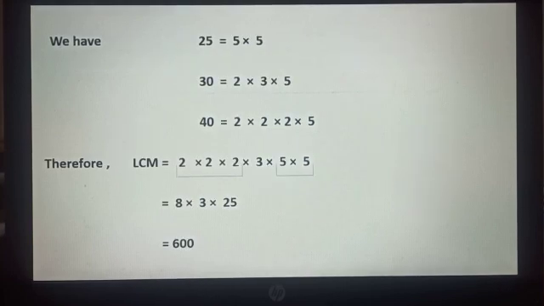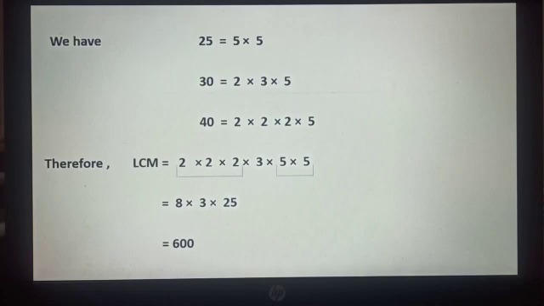Now we have prime factors of 25 is equal to 5 multiplied by 5. Prime factors of 30 is equal to 2 multiplied by 3 multiplied by 5, and prime factors of 40 is equal to 2 multiplied by 2 multiplied by 2 multiplied by 5. Here 2 occurs maximum 3 times and 3 occurs only 1 time.